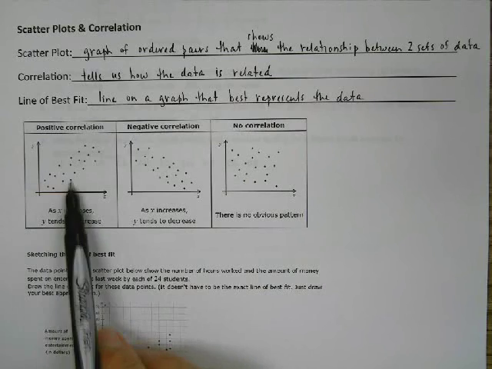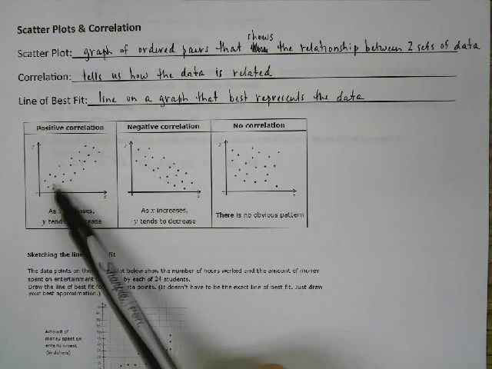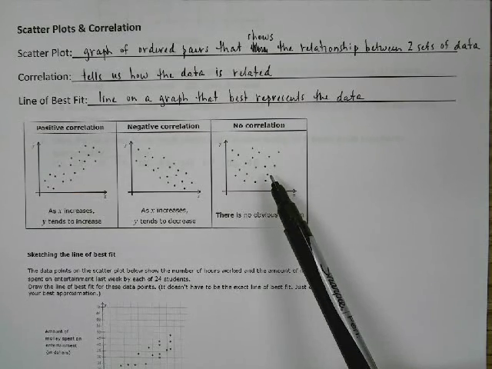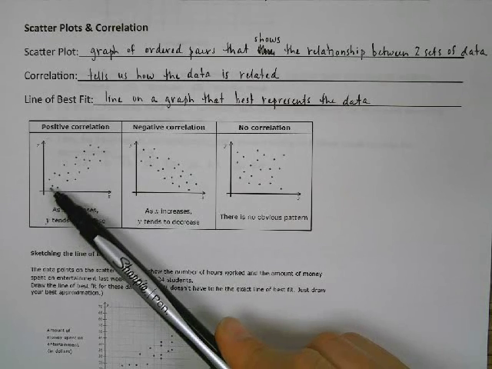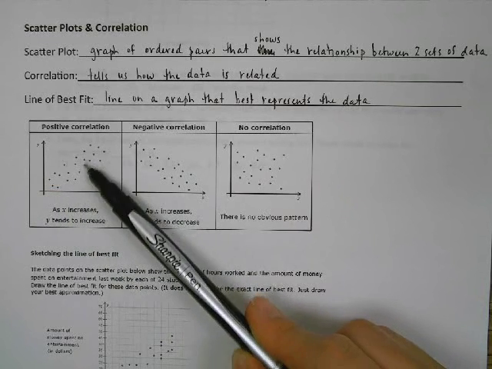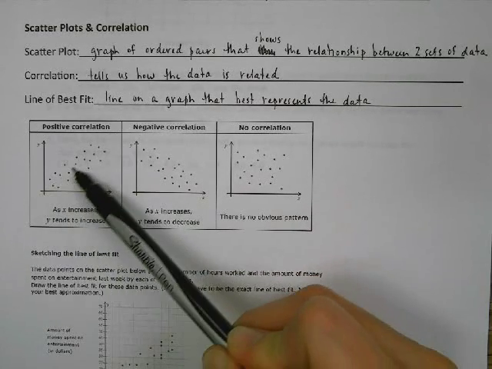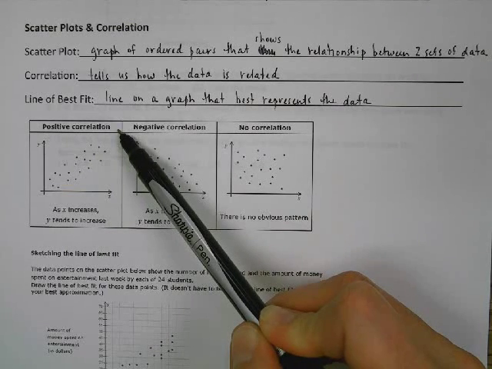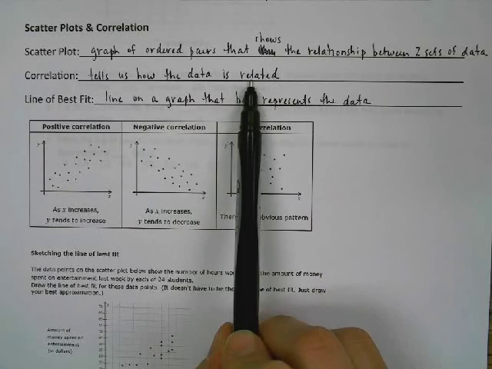Again, these are scatter plots because it's just a graph of some ordered pairs. There's some data set and we've graphed all of these ordered pairs. But if I look at these examples, I can tell in this first example that as my x value increases, my y value increases too. So if I look, the data seems to be going in an upward direction. That's what we call a positive correlation.